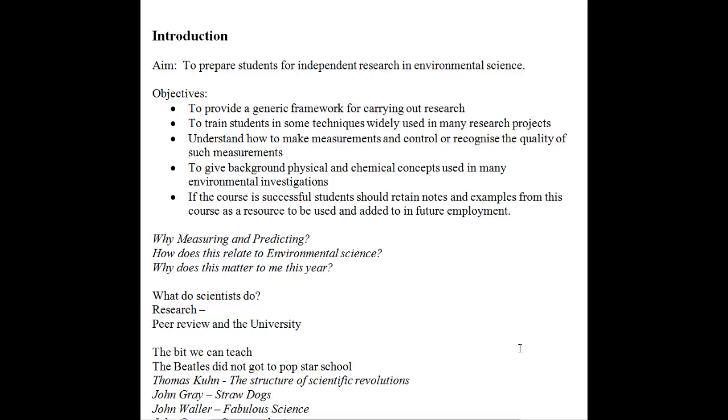We're going to train you in some techniques that are widely used. We can't cover everything, but actually many research projects use very, very similar techniques, and so it's worth us mentioning those in particular, and quite often they're not used well. So we'll be covering things I think that you'll have covered before, but I think we really want to try and maybe raise the level of understanding of why and how you use them.